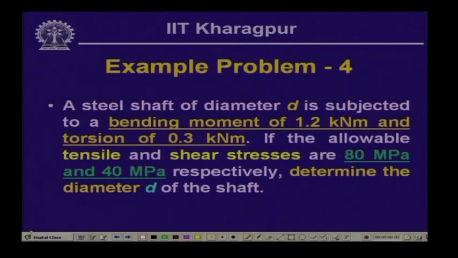Now, we have another problem where a steel shaft of diameter d is subjected to a bending moment of 1.2 kilonewton meter and a torsion of 0.3 kilonewton meter. If the allowable tensile and shear stresses are 80 megapascal and 40 megapascal respectively, what will be the value of the diameter of the shaft? This problem is given to you. Look into this particular problem. We will be discussing this problem in the next lesson.